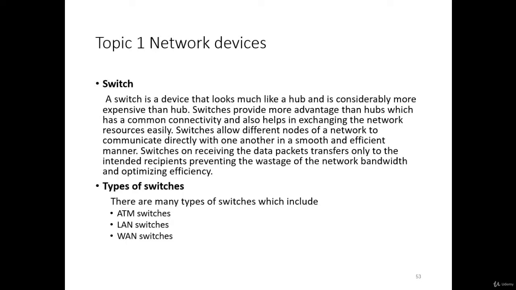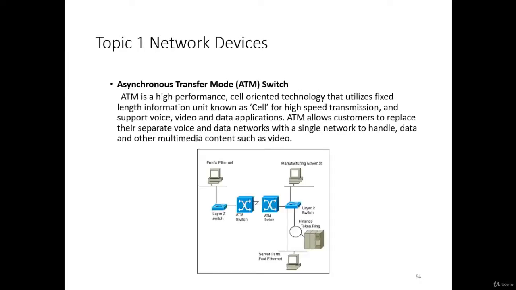Types of switches. There are many types of switches, which include ATM switches, LAN switches, and WAN switches. Asynchronous Transfer Mode, ATM switch: ATM is a high performance, cell oriented technology that utilizes a fixed length information unit known as a cell for high speed transmission and supports voice, video and data applications. ATM allows customers to replace their separate voice and data networks with a single network to handle data and other multimedia content such as video.